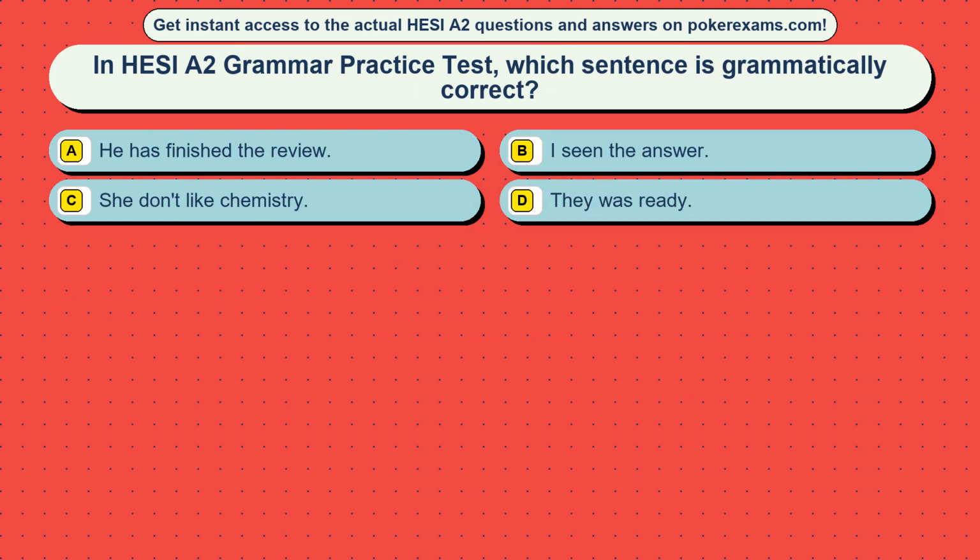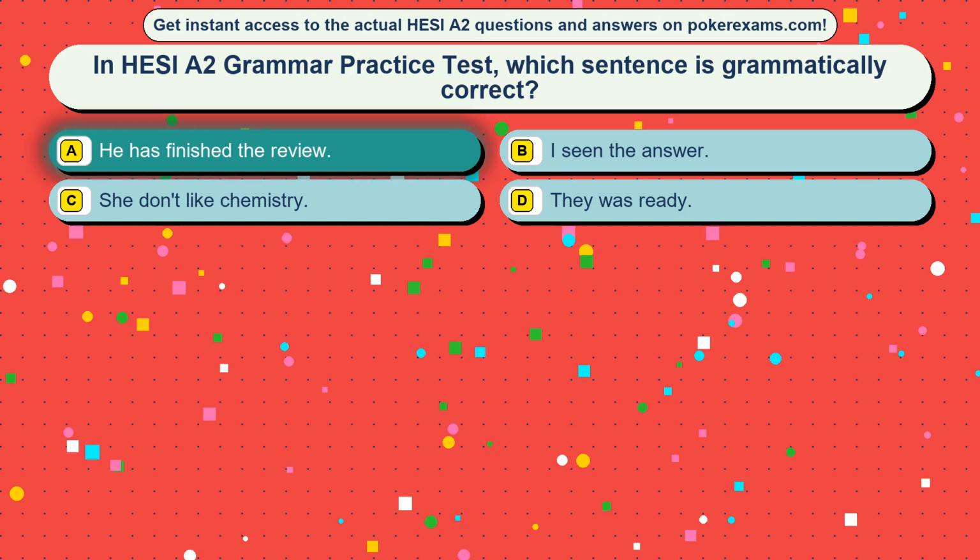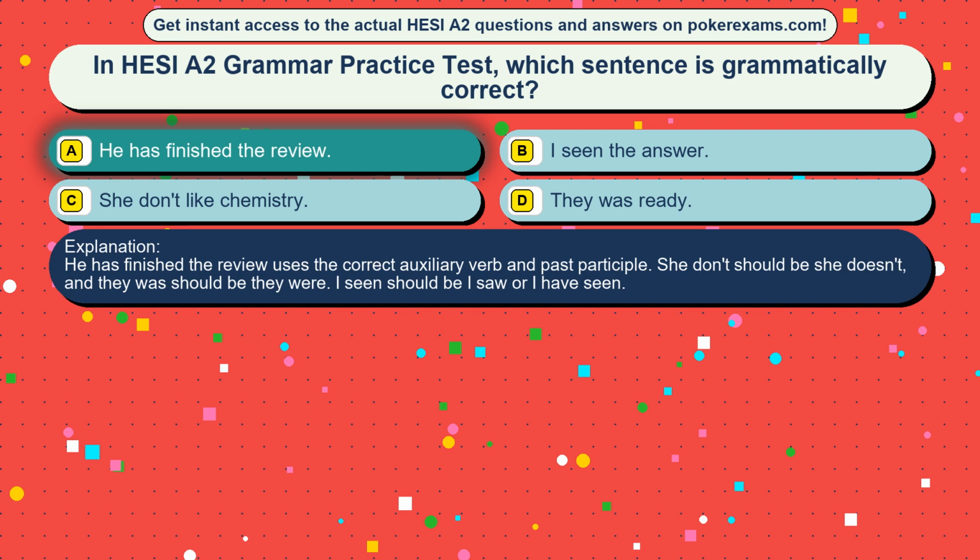Question 43. In HESI A2 grammar practice test, which sentence is grammatically correct? Option A, he has finished the review. Option B, I seen the answer. Option C, she don't like chemistry. Option D, they was ready. The correct answer is option A, he has finished the review. He has finished the review uses the correct auxiliary verb and past participle. She don't should be she doesn't, and they was should be they were. I seen should be I saw or I have seen.